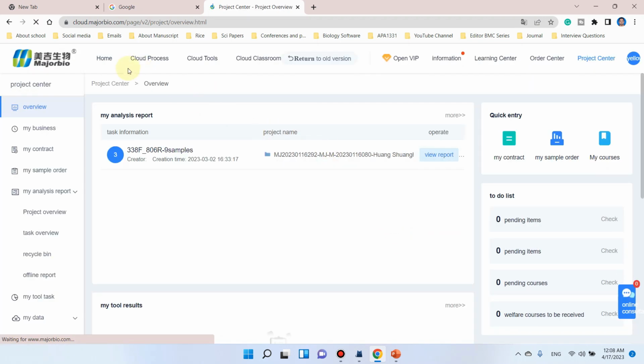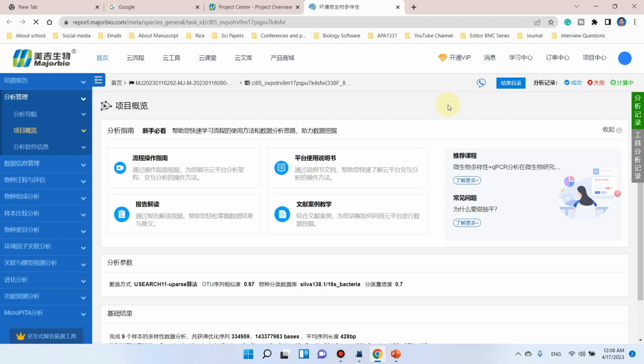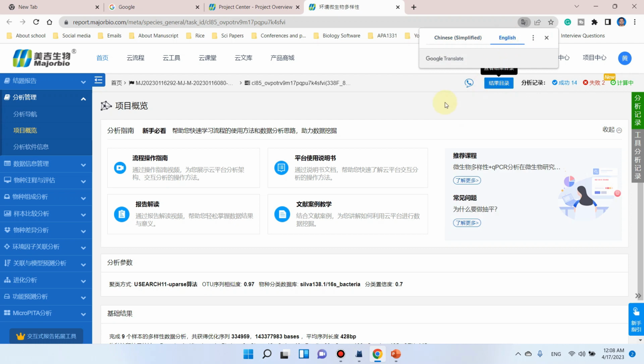You can see here now our website is logged in, and it is showing the overview of our current analysis report. You can simply click on this view report. It will show you your recent analysis which you have just performed from that company. So you can click on this view report. It will take you to a new screen. We can translate it again into English by using this option.